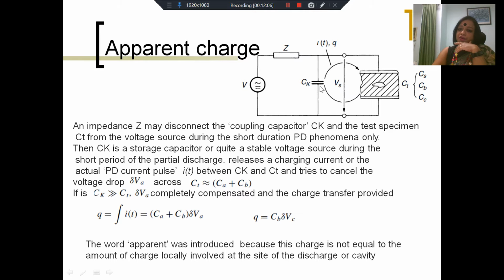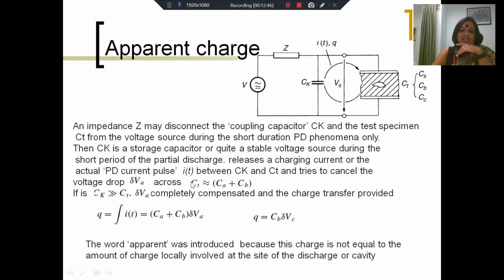This current is drawn from the coupling capacitor. So from the coupling capacitor, a quantity of charge Q is drawn, and this Q results in a current It flowing through the cable, through the test specimen. Now, the PD pulse that flows through the test specimen, we know it's a very short duration pulse. Let's say this PD current pulse is It, and this flows between Ck and Ct. And what is it trying to do?